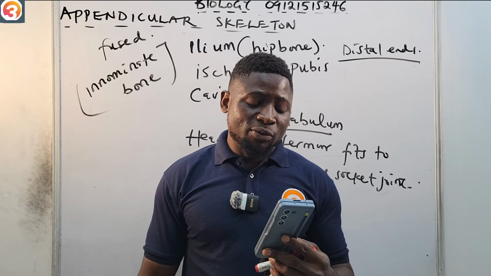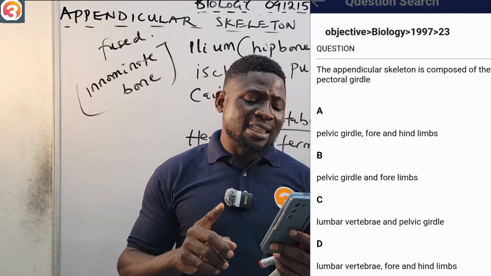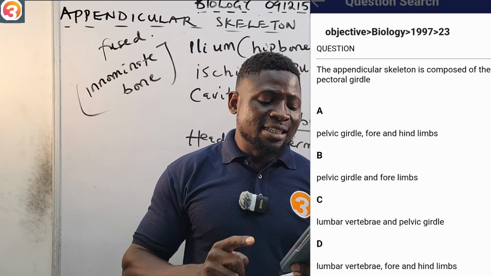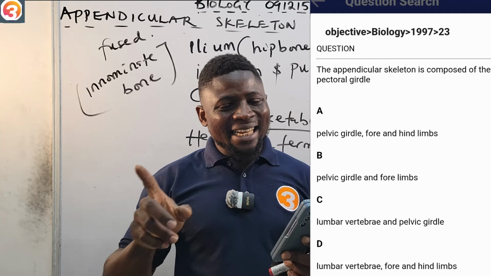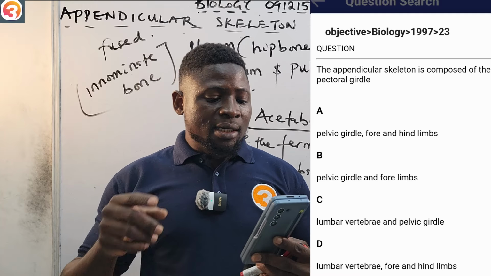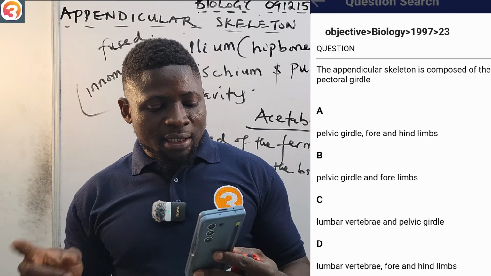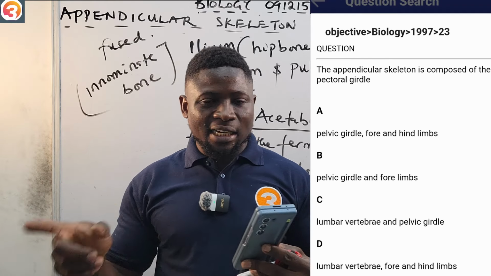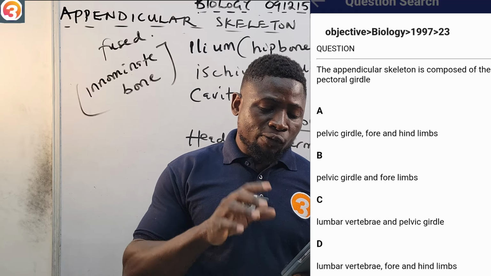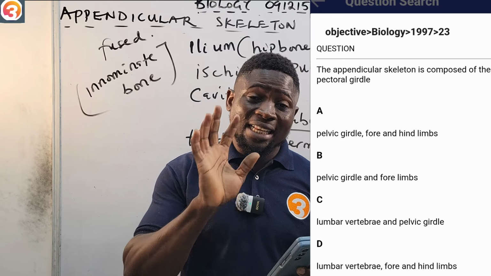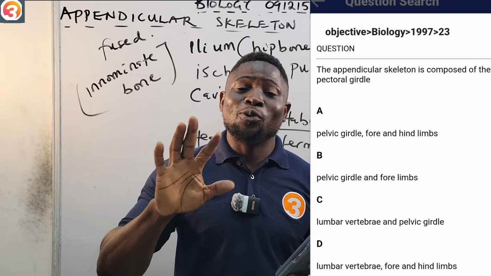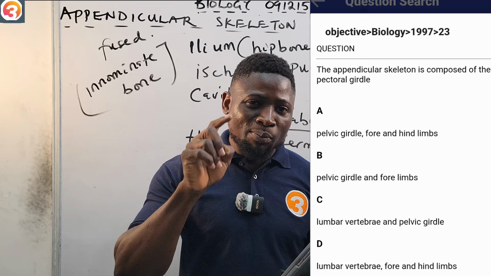Then 1997 number 23 says, the appendicular skeleton is composed of the pectoral girdle, A says pelvic girdle, the fore and the hind limbs. B says pelvic girdle and fore limbs. C says lumbar vertebrae and pelvic girdle. D says lumbar vertebrae, fore and hind limbs. Do you talk about anything like lumbar vertebrae in the appendicular skeleton? So look for the correct answer and put it in the comment section. They are telling you it is made up of the pectoral girdle and either three or two other parts, as shown in the options. So choose the most correct one.